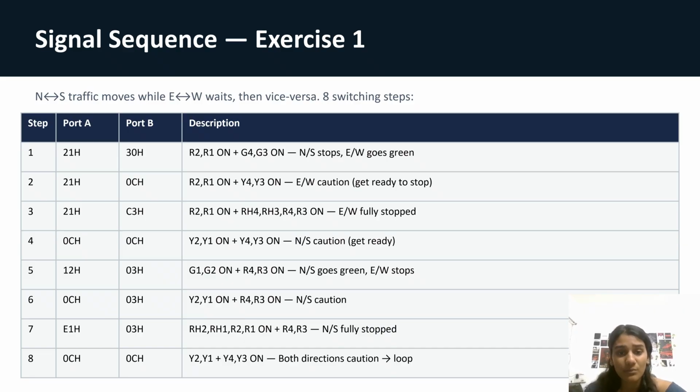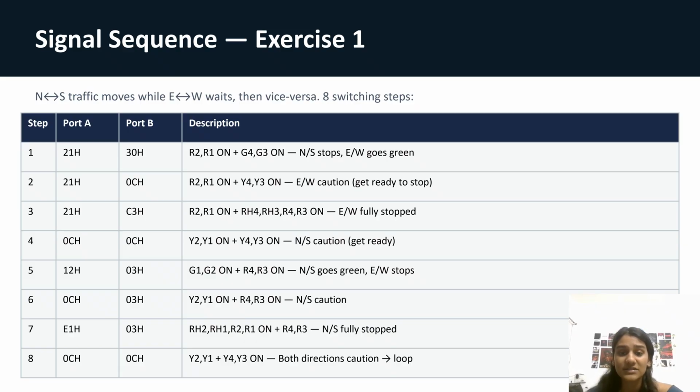Now step 4, both directions briefly show yellow using 0CH for both ports. This acts as a transition phase before switching flow. Then port A becomes 12H and port B becomes 3H. This turns on green for north-south and red for east-west. So now north-south traffic starts moving.